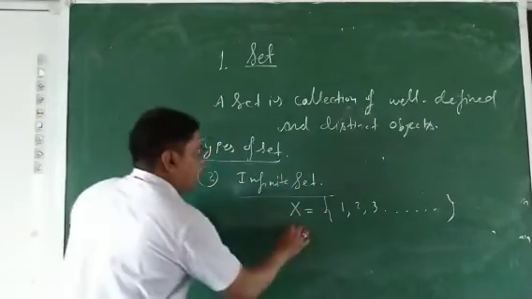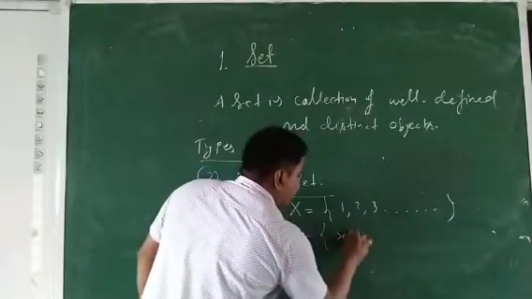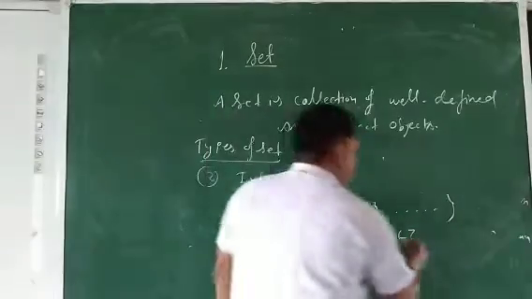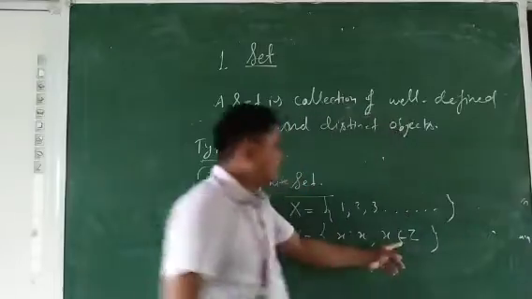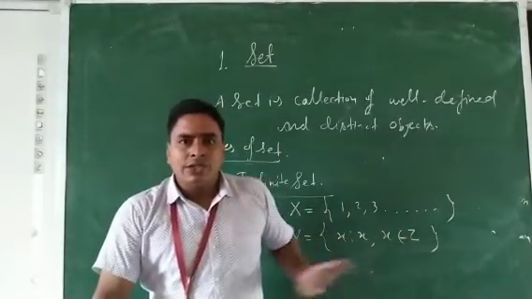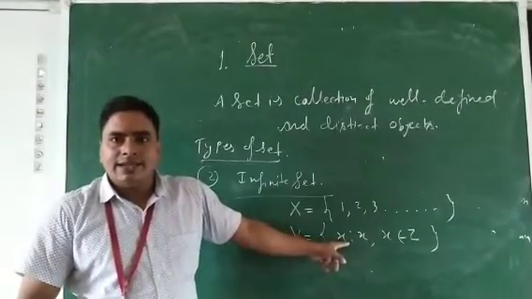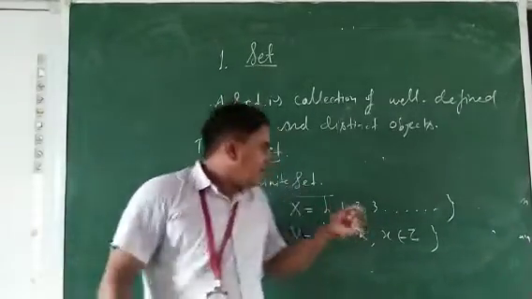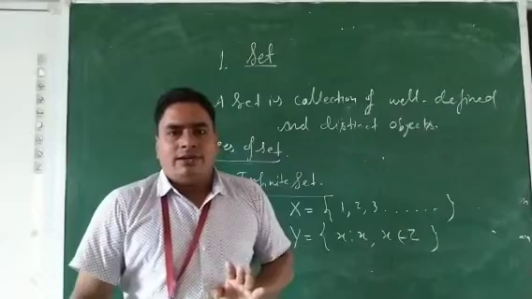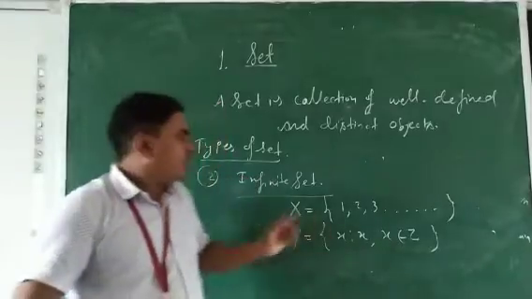Some more examples we can take. A set Y is the set of x such that x is an integer. Set of integers means both positive and negative. So it is not clear what the number of elements in this set is. Clear? It means finally we can say that an infinite set is a set which consists of an infinite number of elements, or an uncountable set which we cannot count.